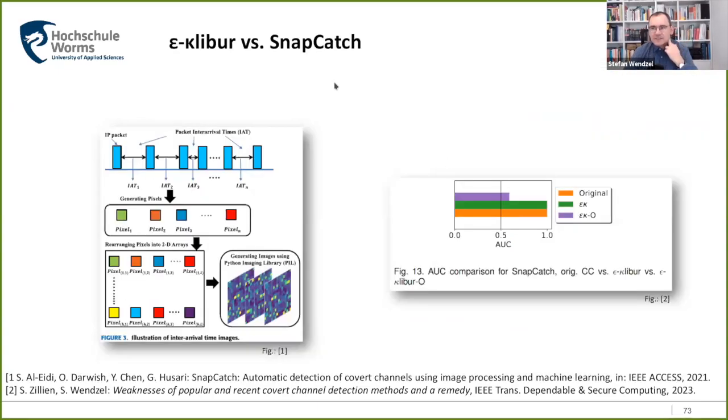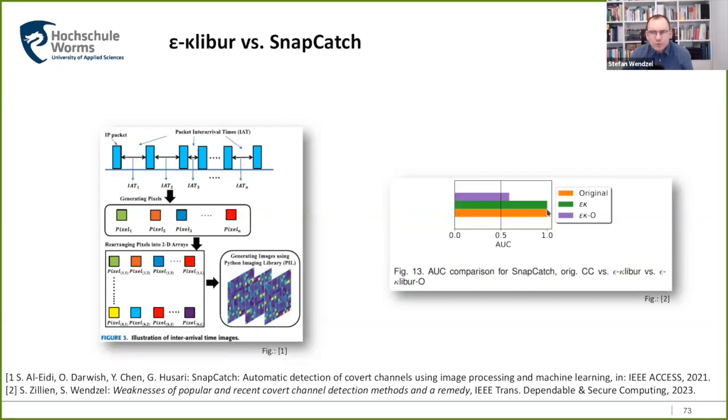And then we analyzed SnapCatch. SnapCatch is another approach that tries to detect also the sophisticated timing channels. They transfer the interpacket times into a 2D array of pixels, and use image algorithms and features like mean gray value and so on to detect an image. And they were the only approach that could detect epsilon Kappa-Libur really nicely. So there is almost no difference here. The area under curve was about 1 in both cases.